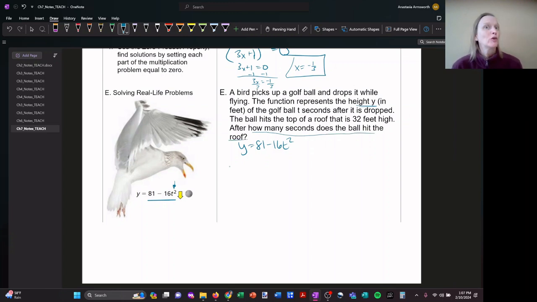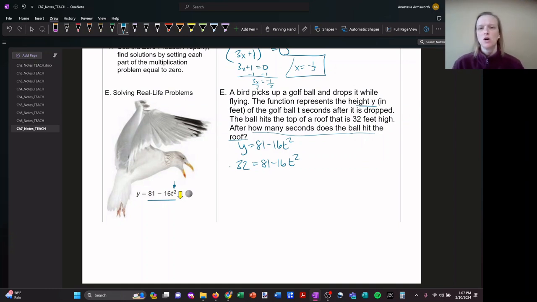If the roof isn't on the ground, of course, the roof is 32 feet higher up off the ground. We don't want to go all the way to y equals 0. We want to stop when y equals 32. So we can still use this same equation to calculate the height of the golf ball. It's just that we want to stop when y equals 32. We don't want to wait till the golf ball hits the ground.